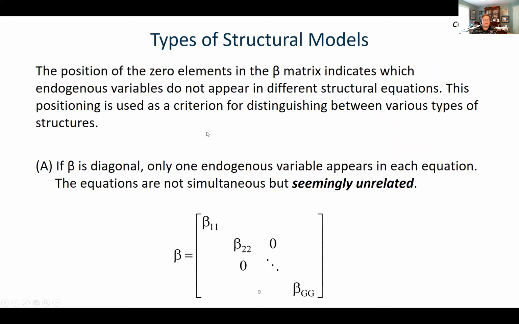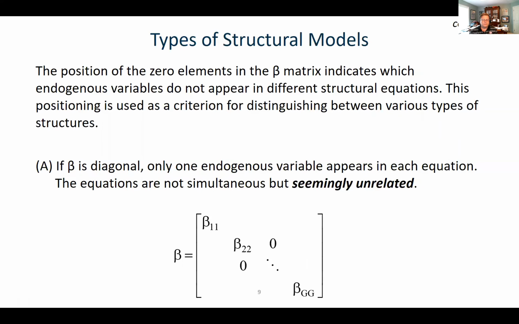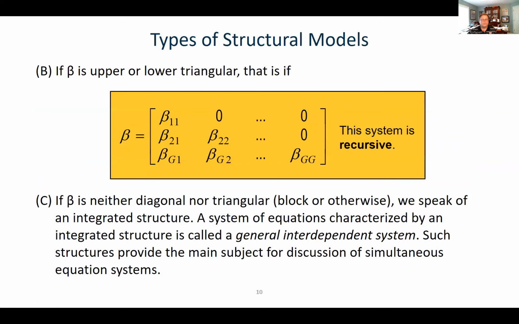The key to that answer is to take a look at the matrix of coefficients associated with the endogenous variables in the system. And we've called this matrix beta here, as we did in the previous slides. If we went back, here's our beta matrix here. If the beta matrix turns out to be a diagonal matrix, well, then the equations are multiple in nature, but they're not jointly determined or simultaneous. They are seemingly unrelated. And of course, we've had a lecture already on seemingly unrelated regression models.